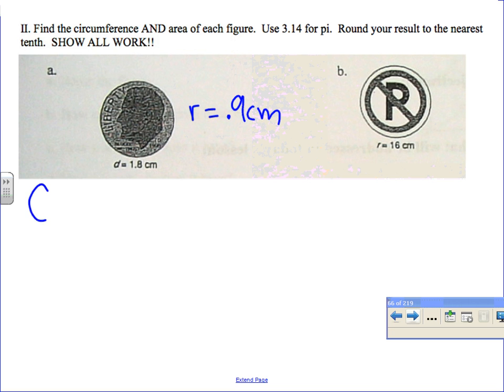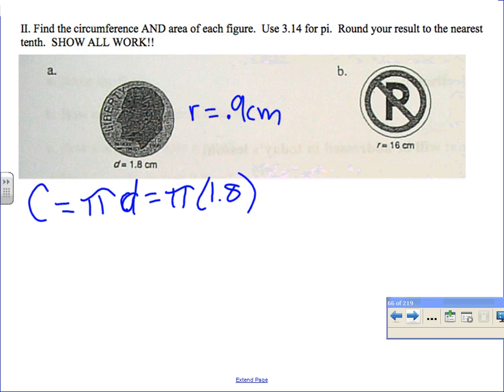Let's start with finding the circumference. Since they gave us the diameter, what's the best formula to use, Nathan S? Pi times? Good. So pi times diameter, which is pi times 1.8. So if you have your calculator, if you don't want to do this in your head, we're taking 1.8 times 3.14, and we're rounding to the nearest tenth. So Kevin, what did you get? 5.65. Good, 5.65, but we're rounding to the nearest tenth. So let's round that to 5.7 centimeters.